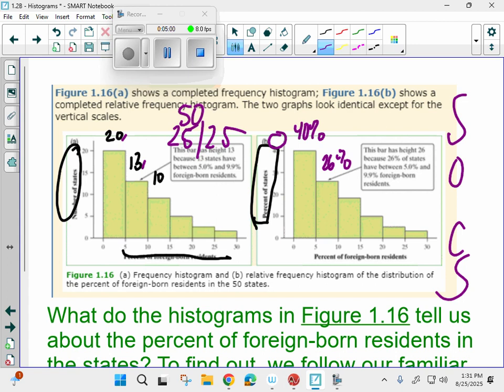So when I answer the question, I would say the center is between 5 and 10% foreign-born. The center spot is somewhere in that bin. We don't know the exact number if we don't have the data, so you give a range of values for where the center is, okay? Over here, it's in percents. So the 50th percentile is the median.